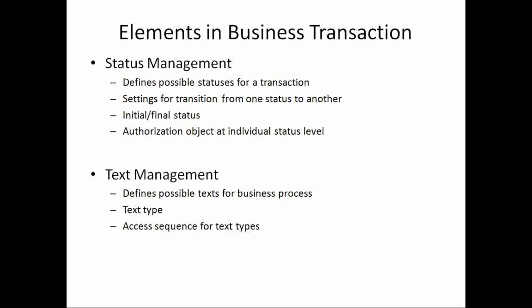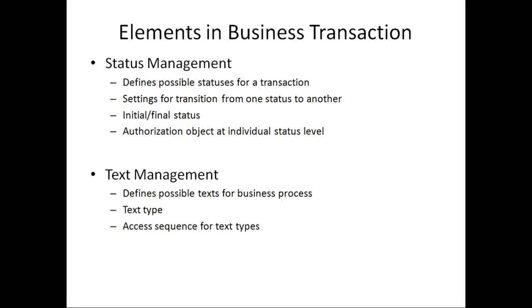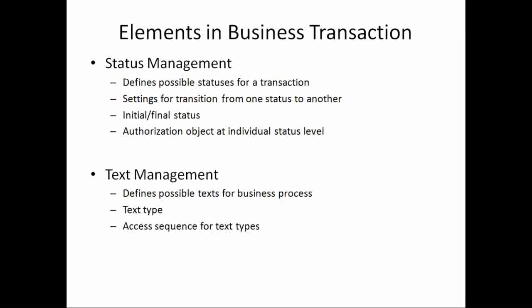Like in status, we have the initial status, the progress of the business process, and as per that we'll have different statuses in the middle, and also the completion status. Similarly, for text also, we'll have different text types, and these text types will have some access sequence in which they can be used to log the text. This is how it is handled in SAP CRM for any business scenario, sales or marketing or service.